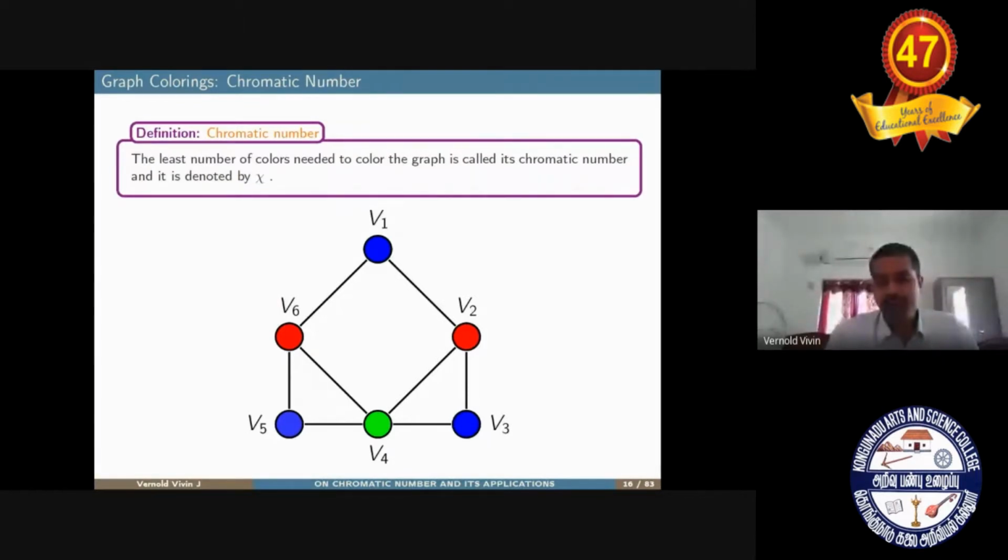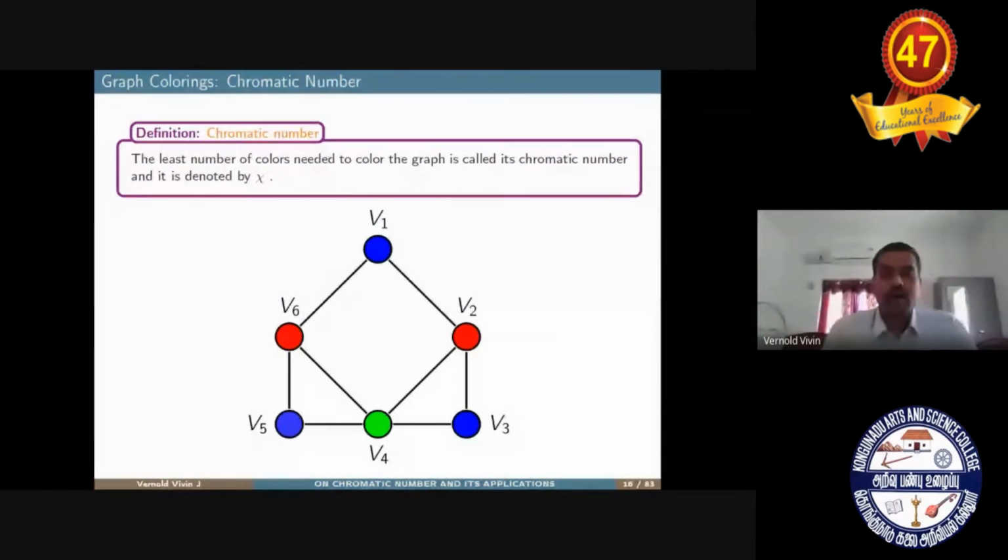Whereas in the previous graph, which I showed in the previous slide, I just gave all 6 colors to all the 6 vertices. But this is what the chromatic number is. The chromatic number is, we are going to minimize the number of colors for a given graph, with the condition that no two adjacent vertices receive the same color. So the chromatic number for this graph happens to be 3, because we need 3 colors to color the graph.